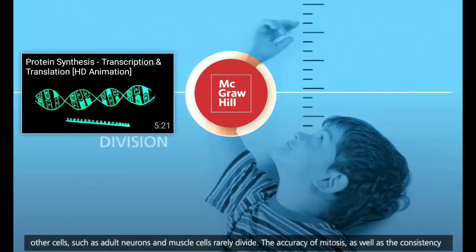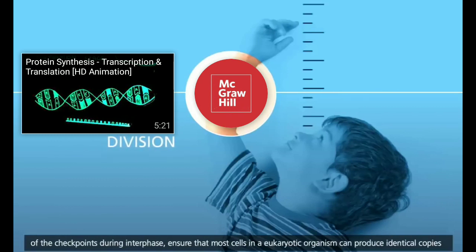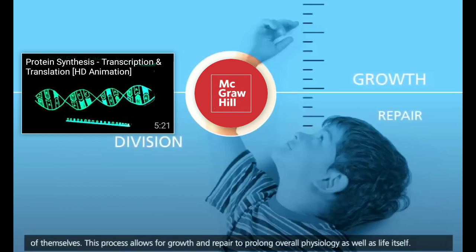The accuracy of mitosis, as well as the consistency of the checkpoints during interphase, ensure that most cells in a eukaryotic organism can produce identical copies of themselves.